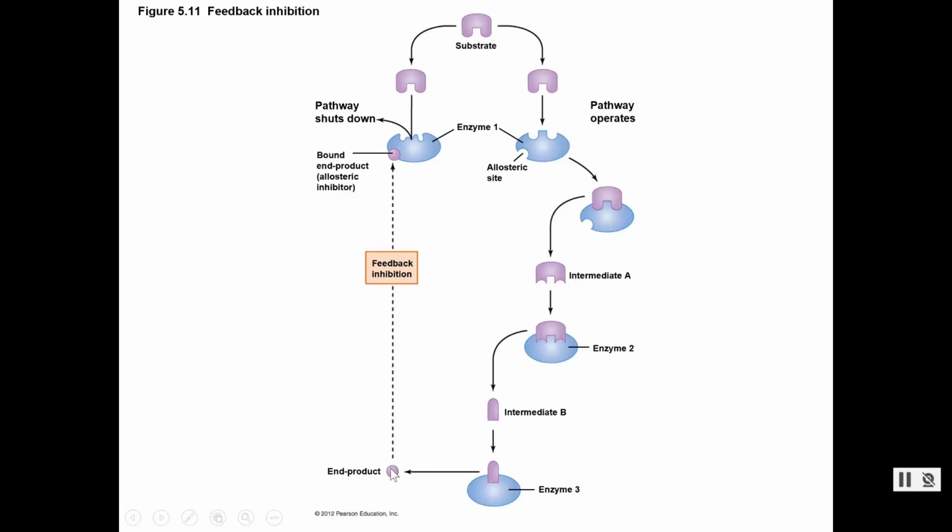So this end product actually serves as an allosteric inhibitor. You can see it fits into that allosteric site. Okay, so that end product fits into that allosteric site, and it changes the shape of the active site, and now the substrate can't bind anymore. So again, this is feedback inhibition. It's a way to control it, to save energy from this.